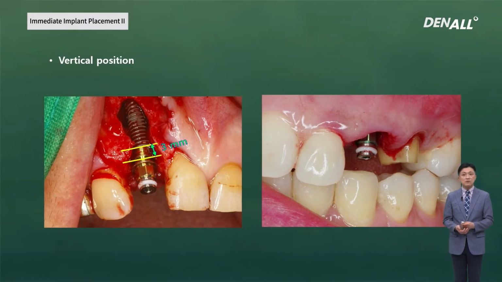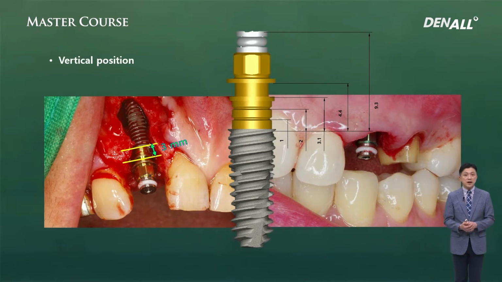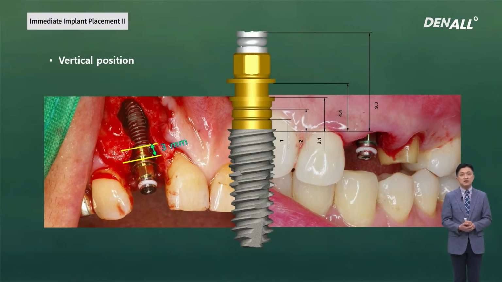However, if you do flapless immediate implant placement, how can we adjust it? In the case of OSSTEM, there is a pre-mount implant. You use the length of the pre-mount implant to determine the vertical position of the implant. Up to the point where a mount driver is connected, the length is approximately 4 millimeters. You need to utilize this to place the implant deeper, so 3 millimeters to get a stable vertical position.